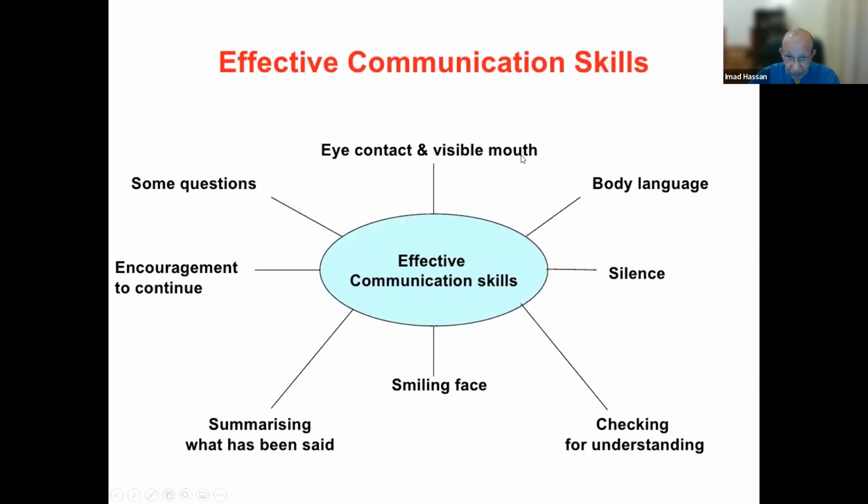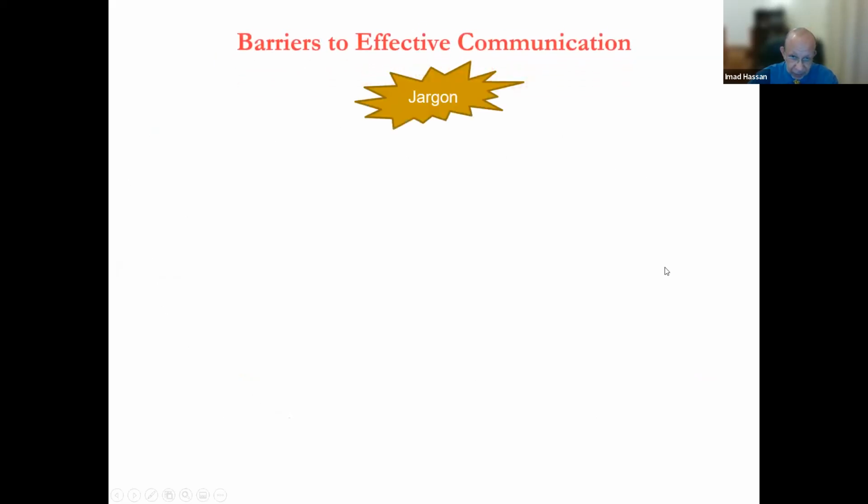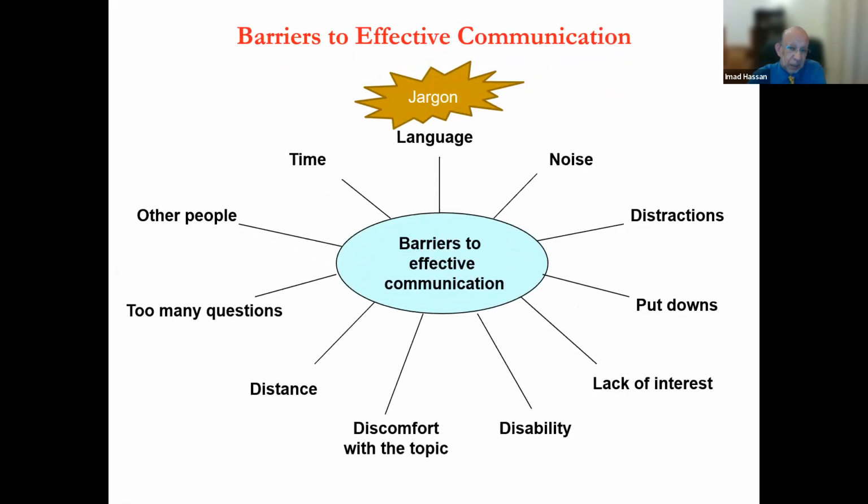Now, eye contact, visible mouth, body language, silence, checking for a smiling face, summarizing: these are important skills for having effective communication, right? Now, there are things which really make our communication horrible. And this is one of the major things which doctors suffer from: the use of medical jargon.